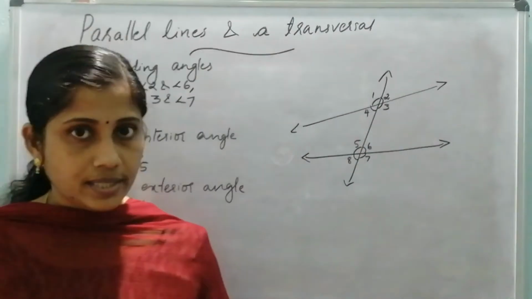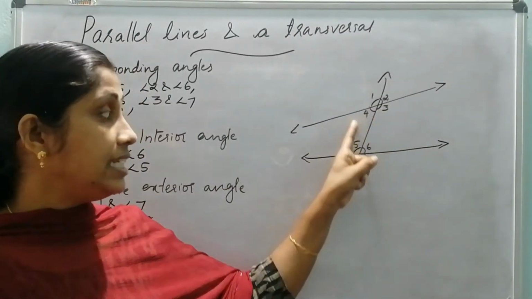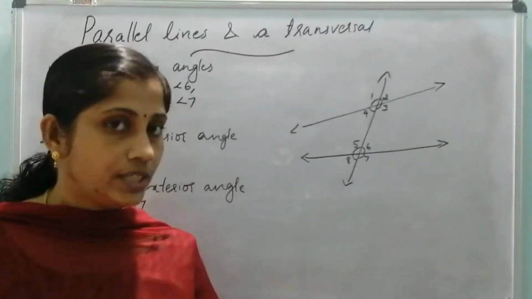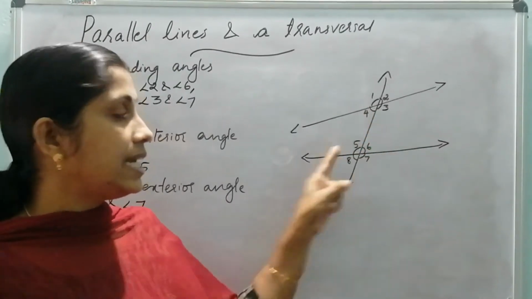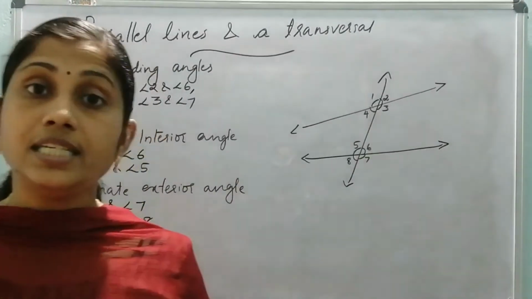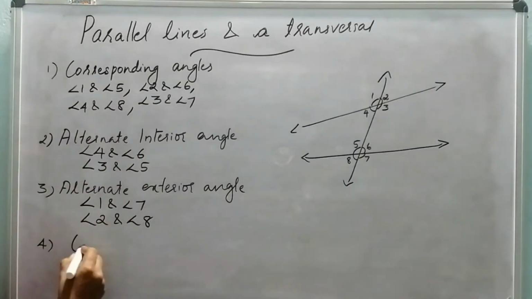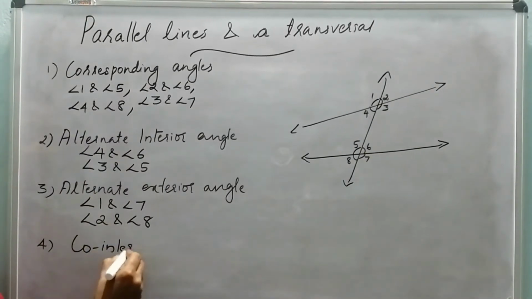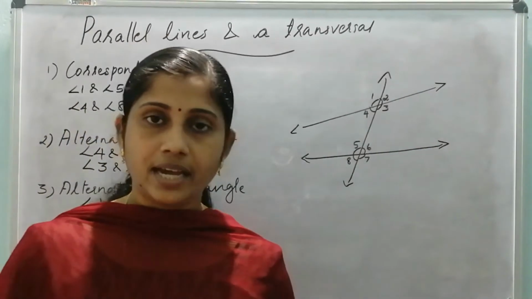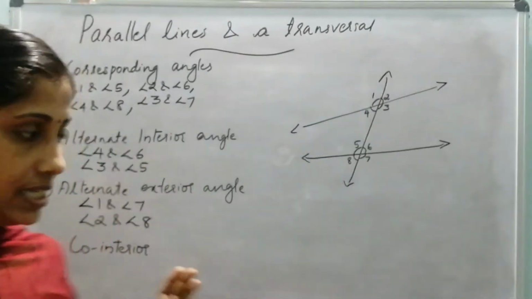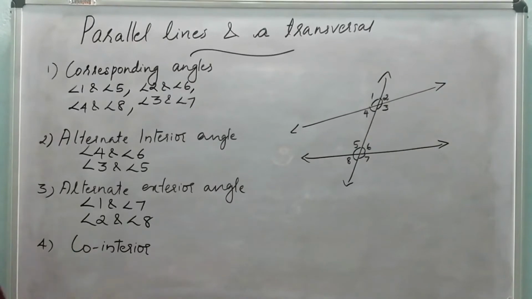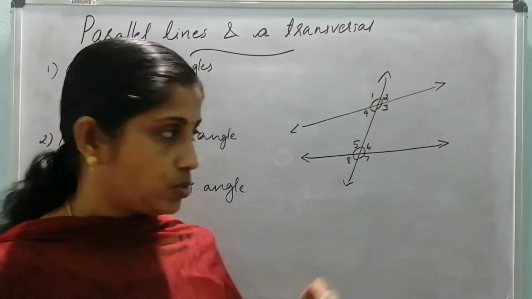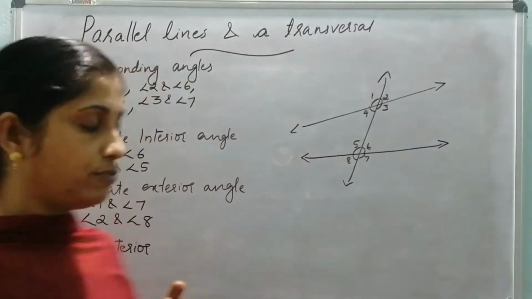Then one more type of angle is there, that is angles that are interior and on the same side of the transversal. Such angles are called co-interior angles. Co-interior angles are also called consecutive interior angles or allied angles. They are interior angles on the same side of the transversal.